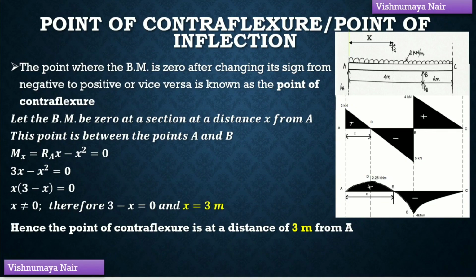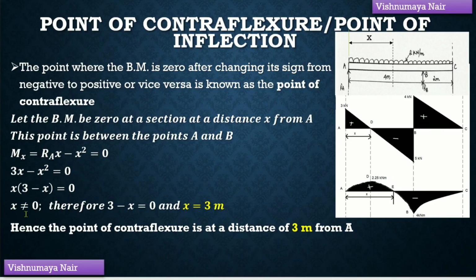So at this point, the bending moment will be equal to Ra into x minus 2x into x by 2. So 2x into x by 2 will be x square. So the bending moment at this section, that is at this point E, will be equal to Rax minus x square, and this will be equal to 0. So Ra is equal to 3 kilonewton. So 3x minus x square equal to 0. So x into 3 minus x is equal to 0.